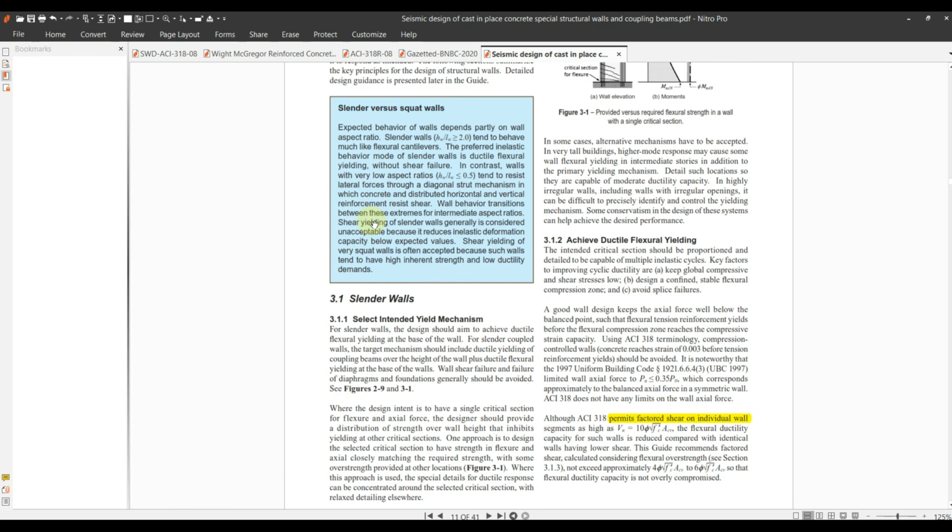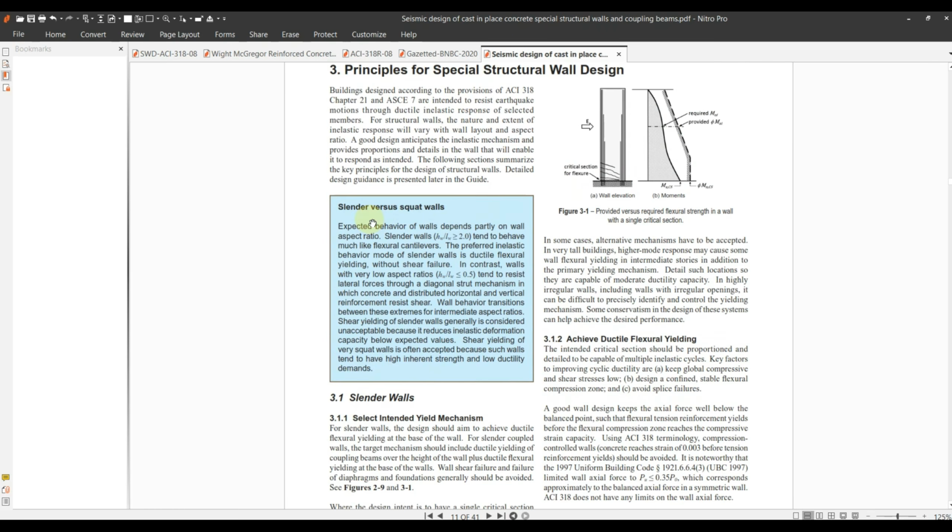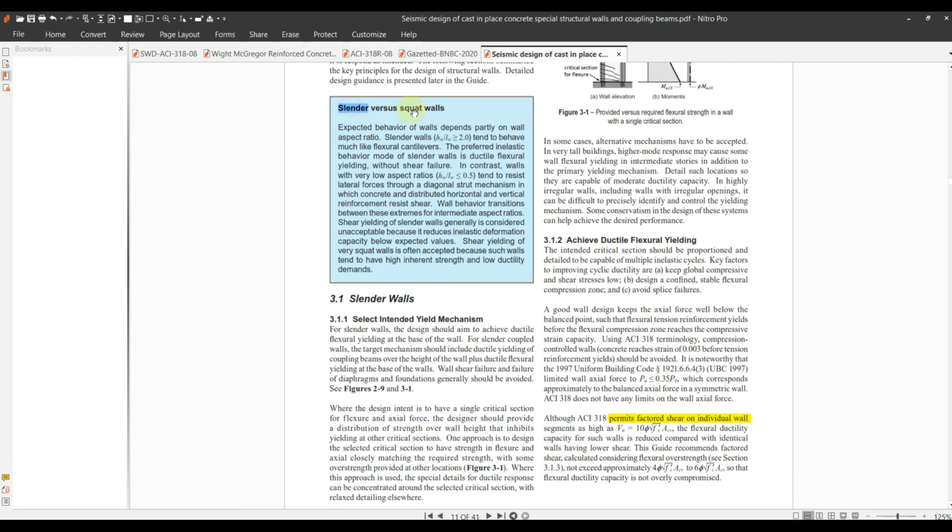So what are the types of shear wall you can have? There are two types. One is slender, the other one is squat walls. Squat wall is very uncommon, and it does not occur in our structural design. Slender wall is the common one.